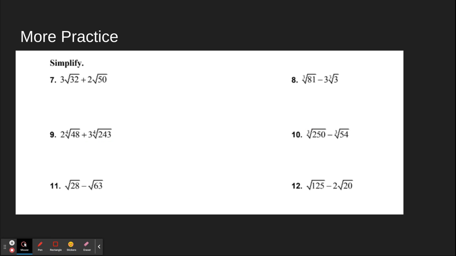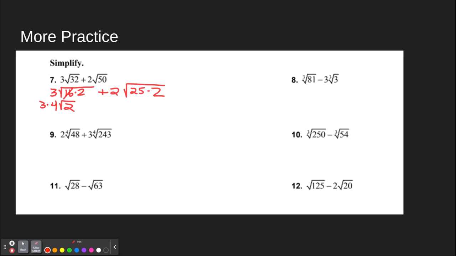All right, now be careful though, okay? Because now you could write the square root of 32 as the square root of 16 times 2. And 50 could be the square root of 25 times 2. These things did not look like they were like terms, but watch. That's 3 times 4 radical 2 plus 2 times 5 radical 2. So that's 12 radical 2 plus 10 radical 2, and that's 22 radical 2.